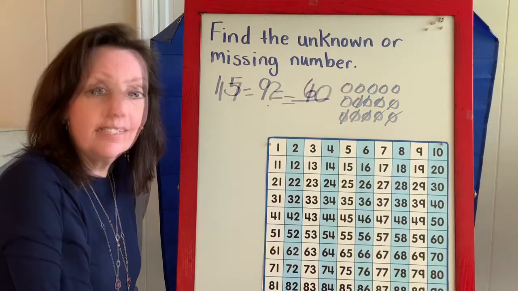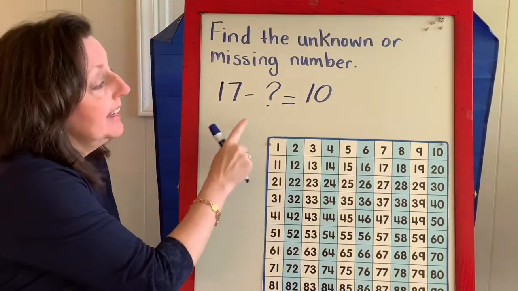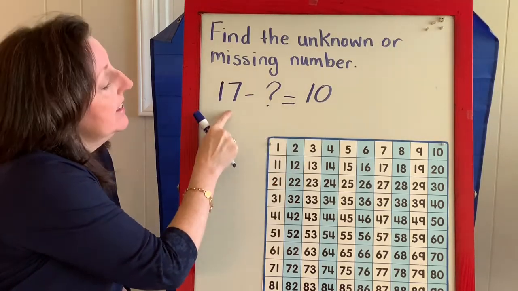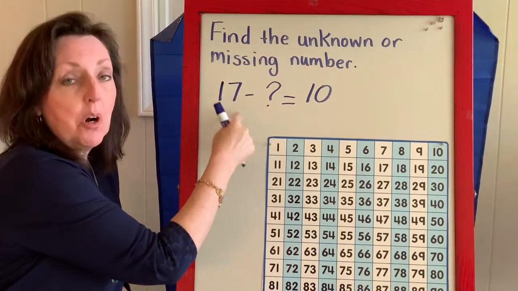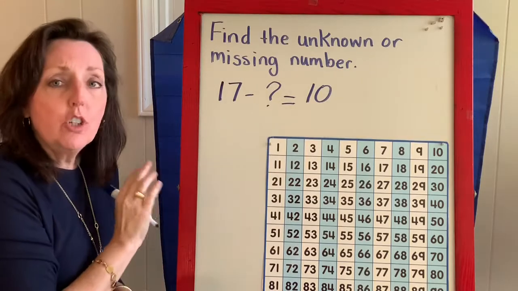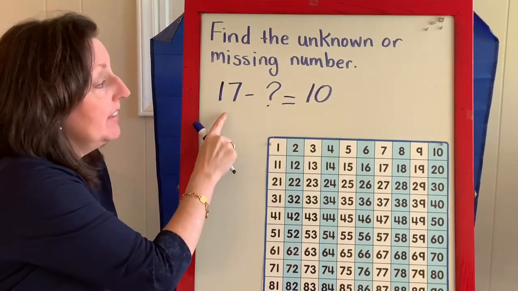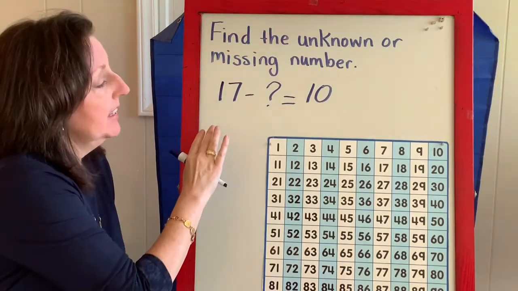Let's do another one. So in this problem, our missing number, our unknown, is not at the end. It's in the middle. 17 take away, I don't know how much, question mark, blank, box, it's all the same, equals 10. So many different ways you can do this. You could draw 17 circles and mark out 10. And you would have your missing number.